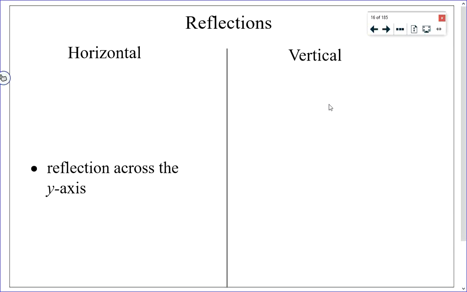Just take a minute here and draw a set of axes on a piece of paper if you need to visualize this, and put a point someplace to the left of the y-axis. If I reflect that point horizontally, it's going to go across the y-axis, and it's going to be to the right of the y-axis. So a horizontal reflection is across the vertical axis.